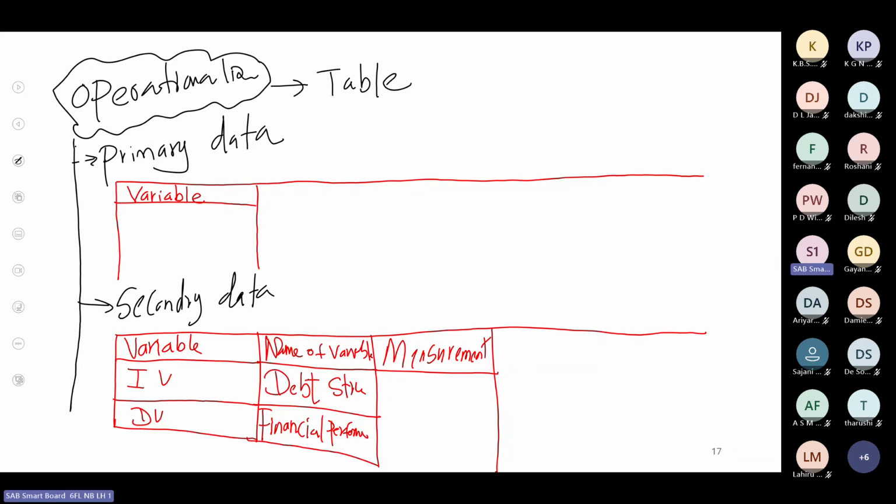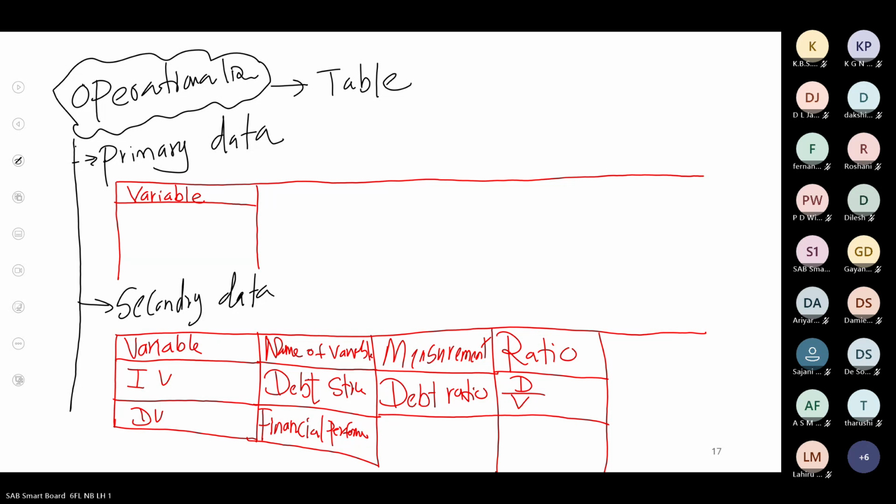Debt structure, normally we identify debt to equity ratio or debt ratio. Right now, you will mention debt ratio. In my research, when I'm collecting the data, how can I capture the debt? That is debt structure measure. So the ratio: debt structure ratio, debt ratio, debt divided by value on the right. Right. Last column, it should be source.